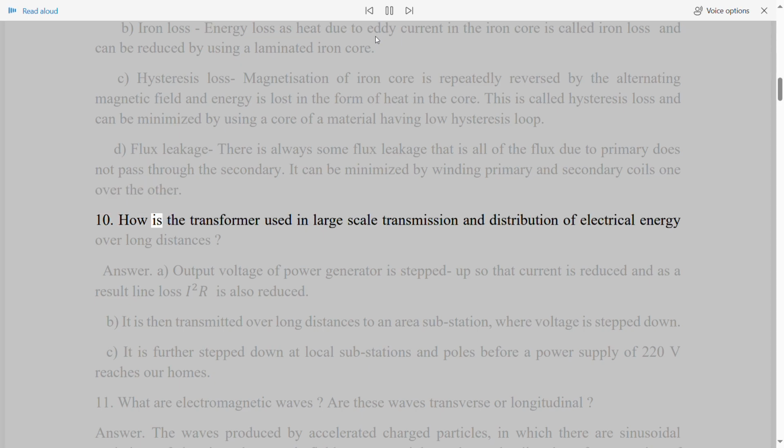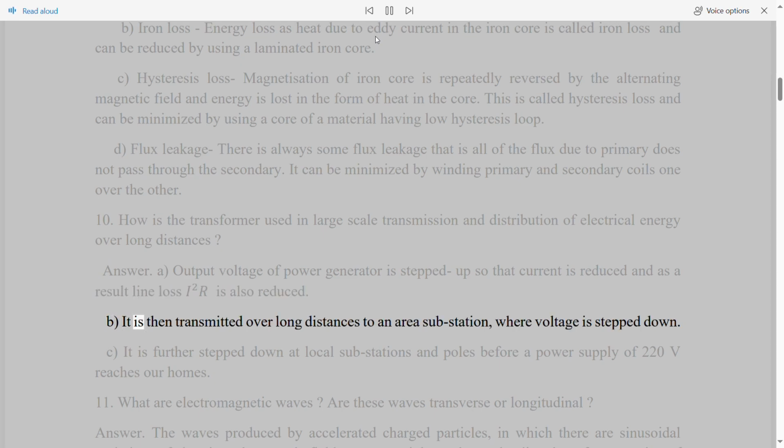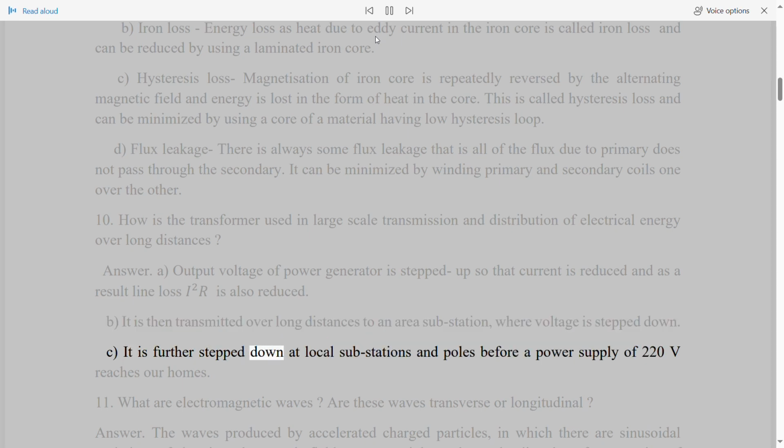11. How is the transformer used in large-scale transmission and distribution of electrical energy over long distances? Answer. A. Output voltage of the power generator is stepped up so that current is reduced and as a result line loss is also reduced. B. It is then transmitted over long distances to an area substation where voltage is stepped down. C. It is further stepped down at local substations and poles before a power supply of 220 V reaches our homes.